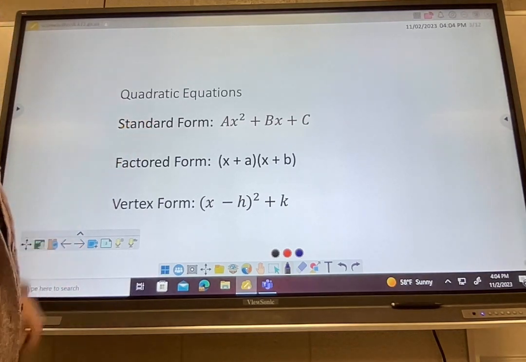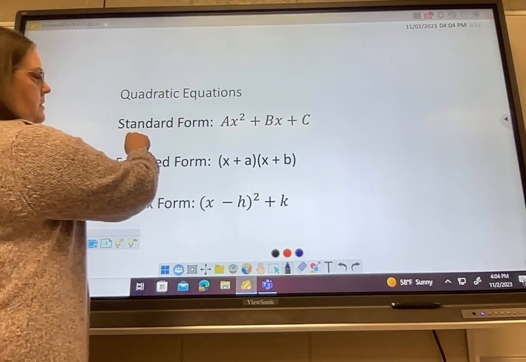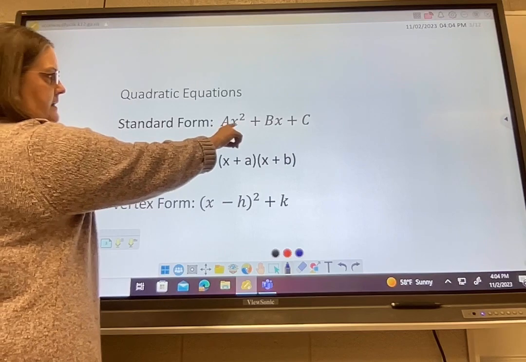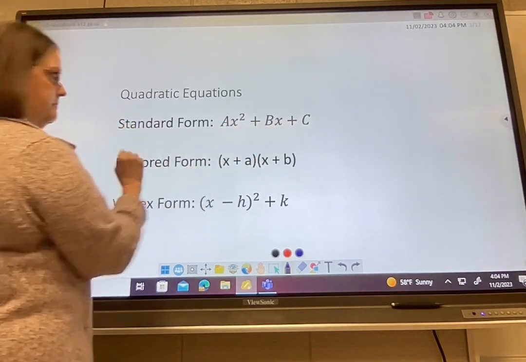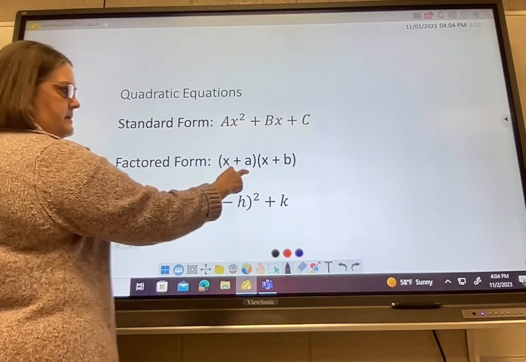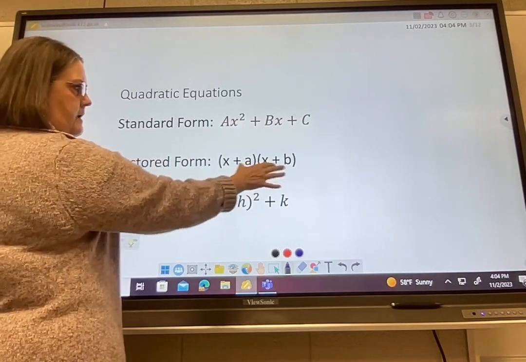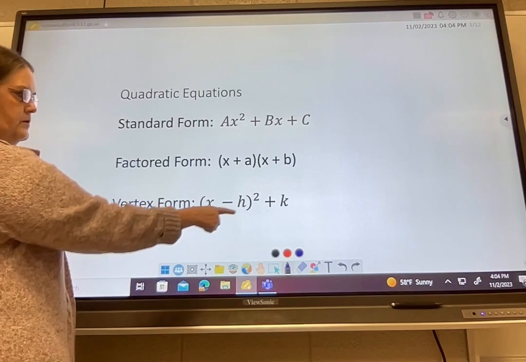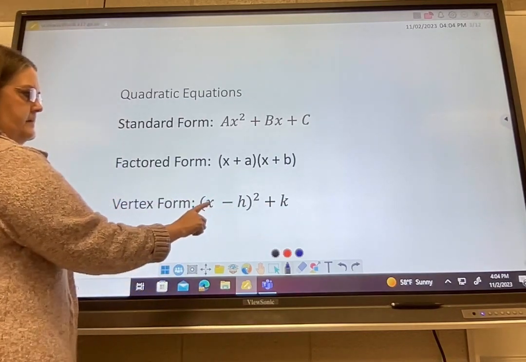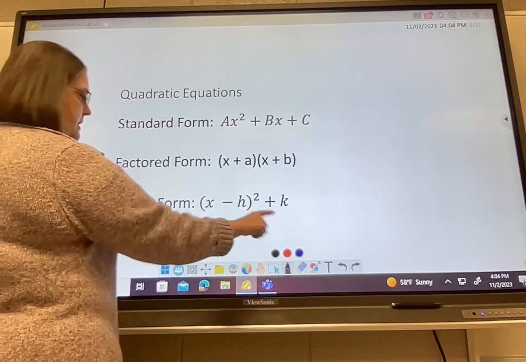But this right here is standard form. Standard form goes ax squared plus bx plus c, like you've been seeing it. Factored form has parentheses, like x plus a, x plus b. It might be a minus sign in there. And this is vertex form. This you saw when we were completing the square. So it is x minus h squared plus k.